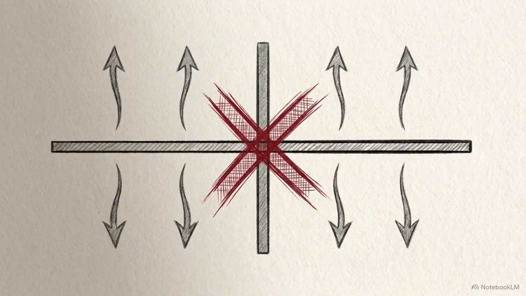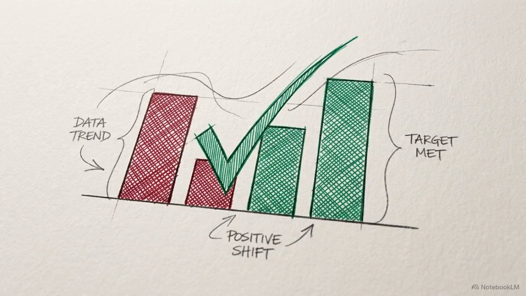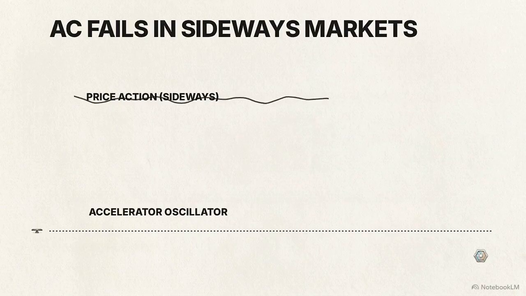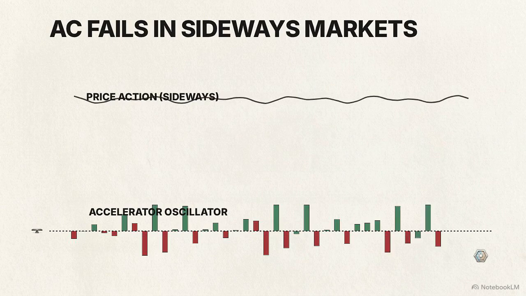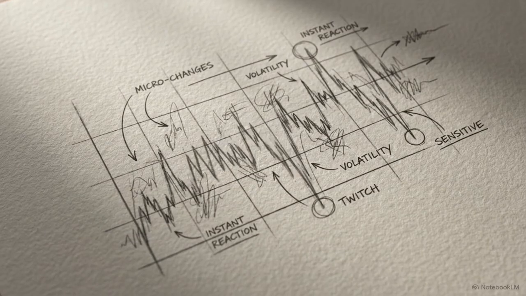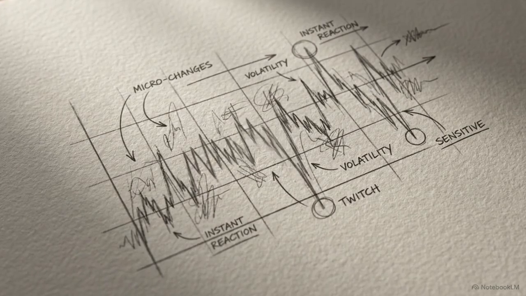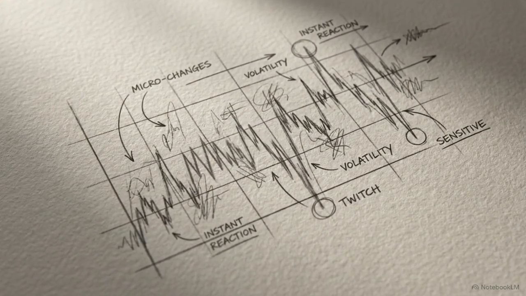Keep in mind, the act of crossing the zero line itself is not a signal. The predictive power relies entirely on observing the color change and the direction of those bars. This chart shows the primary vulnerability of the indicator. Because the AC is highly sensitive, it can generate false signals and noise in sideways markets that lack a clear direction. As a high-sensitivity amplifier of momentum data, the indicator requires specific market conditions to be effective.